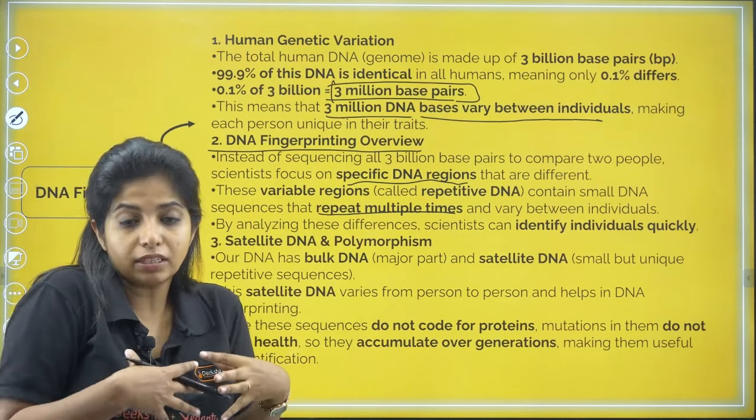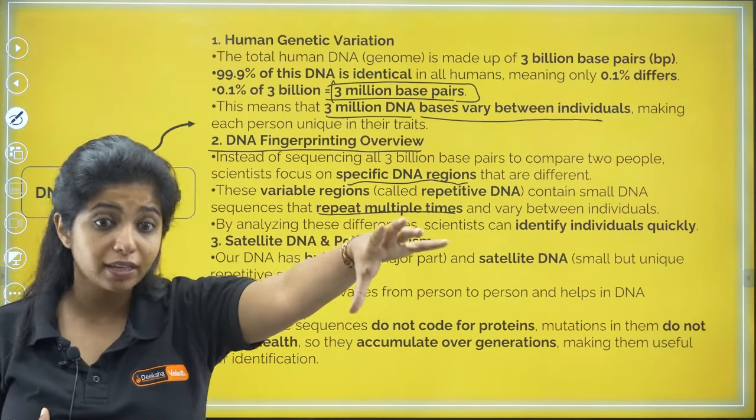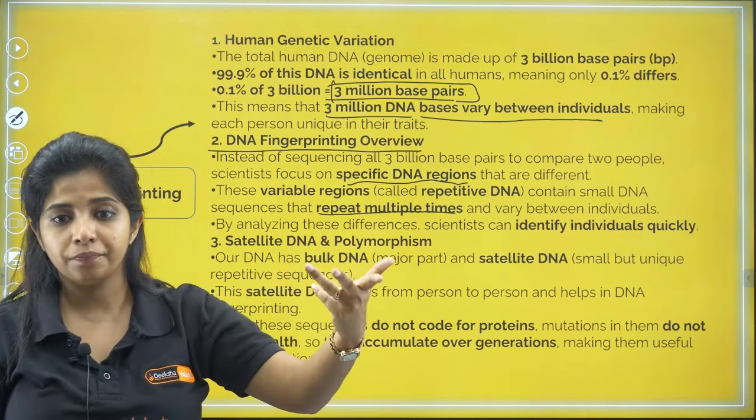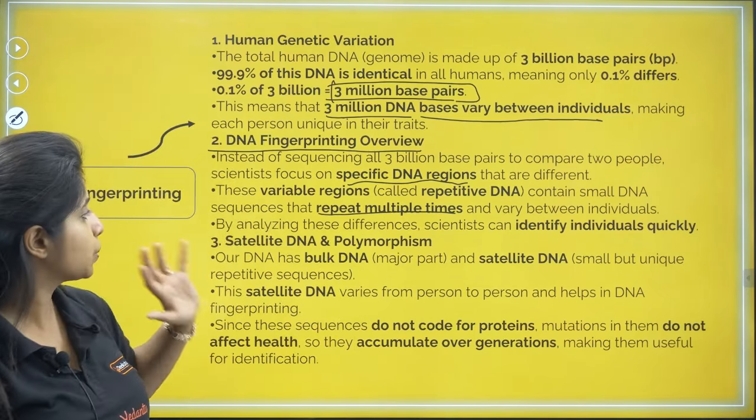That means I have 6. Okay, for example, I did a crime. In that crime, the DNA which was there also has 6 repeats. I also have 6. I did the crime. So, by analyzing these differences, scientists can identify the individuals quickly.